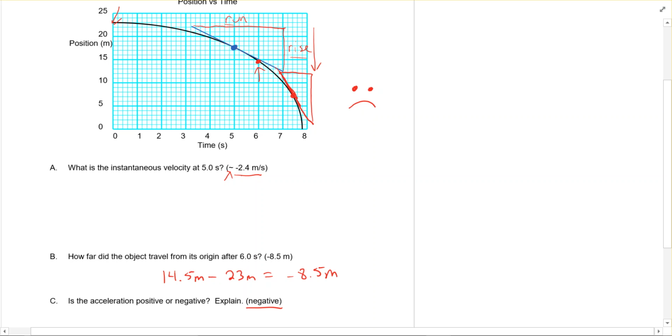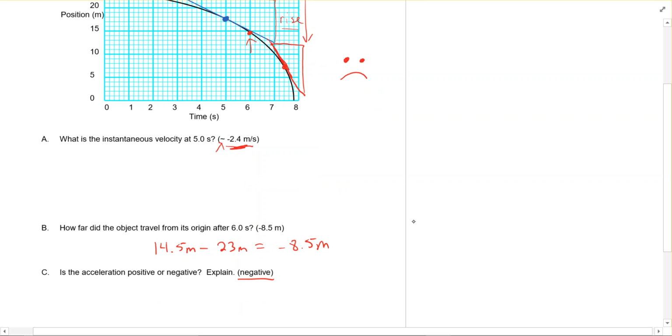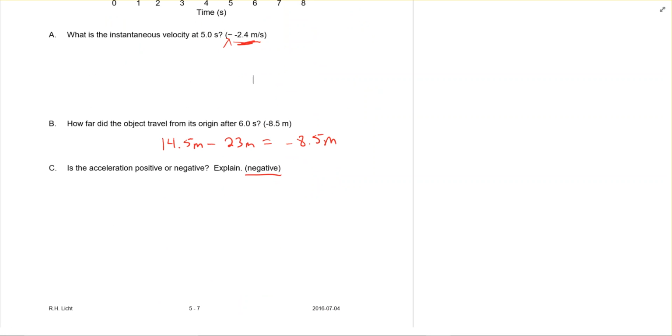Like this was negative 2.4. This one here, maybe that was like negative 8.6. And it's going to get more and more negative as you go down. So the acceleration is negative. But like I said, we're going to talk a bit more about that in an upcoming lesson too.